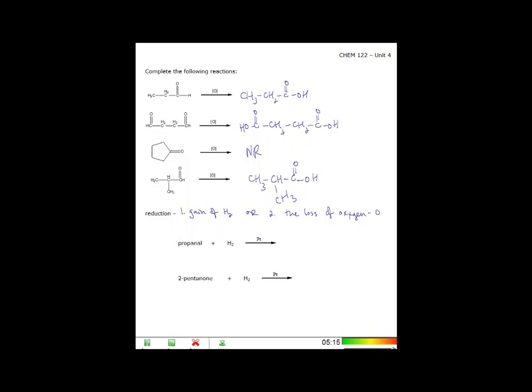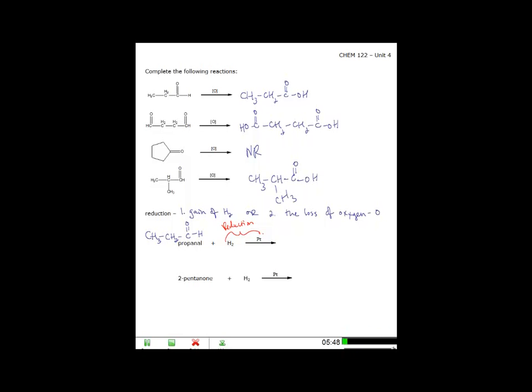So, let's look at reduction for aldehydes and ketones. We're going to have propanal, which is a 3-carbon aldehyde. When you see H2, this means a reduction. These are the reagents that you'll see for reduction: H2 and platinum, Pt. Platinum is a catalyst that's needed for hydrogenation to occur.